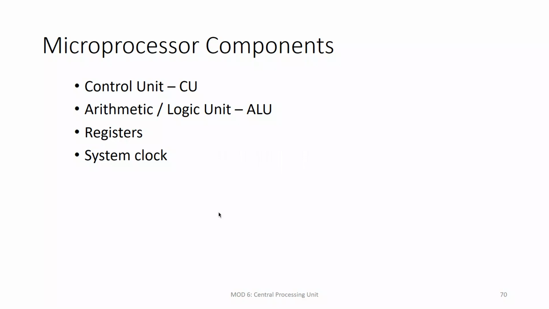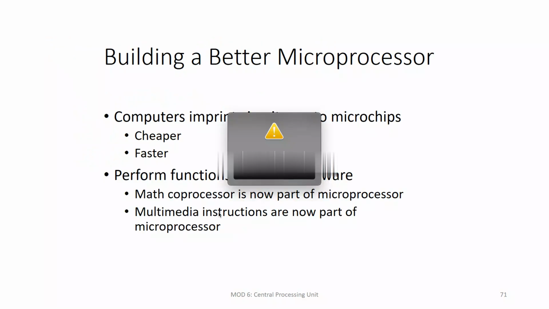Then you have building a better microprocessor. For you to build a better microprocessor, you need to imprint circuitry into the microchips that are cheaper and faster. That's when it will be able to manage that. Also, there are other factors that you can consider when building a better microprocessor, that is, performing the functions of other hardware.